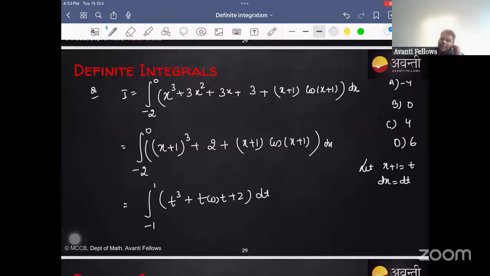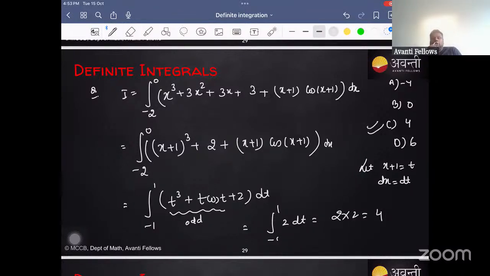Now since the limit became minus 1 to 1, the first thought that is coming to my mind is even odd function. Now if you realize, this is odd. So from minus 1 to 1, this integration is going to be 0. So from minus 1 to 1, it is 2 dt. So that will be 2 into 2. Answer is 4. Got it? Tell me if I am correct or wrong.